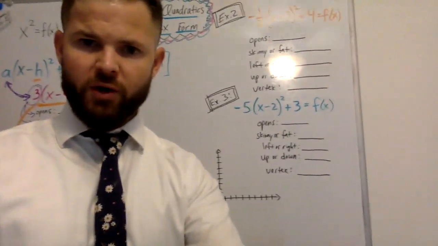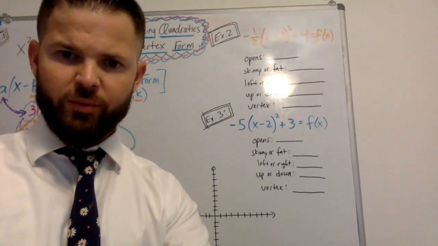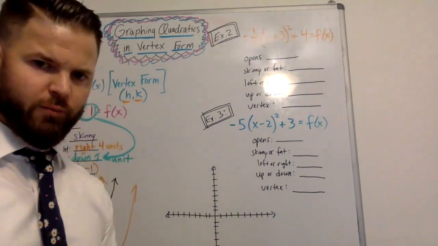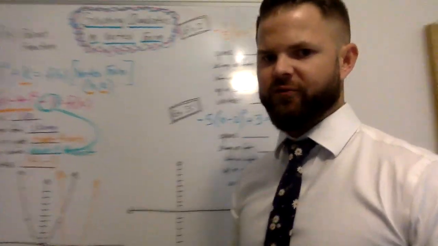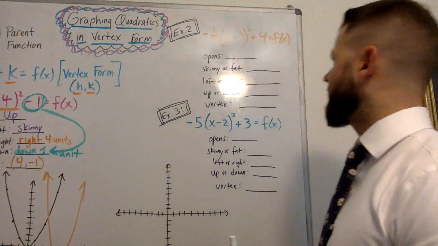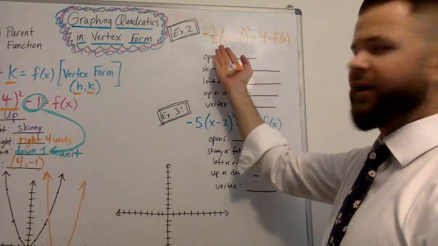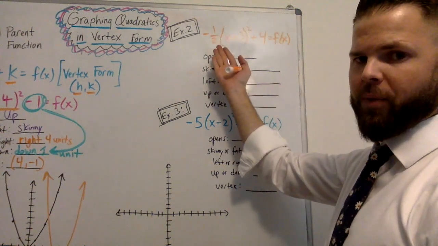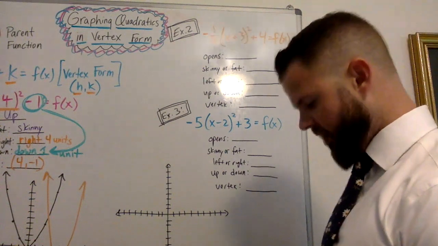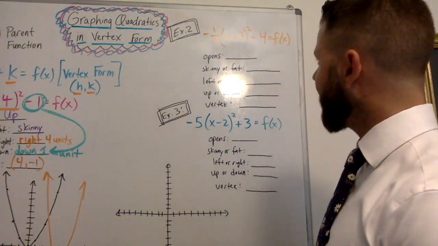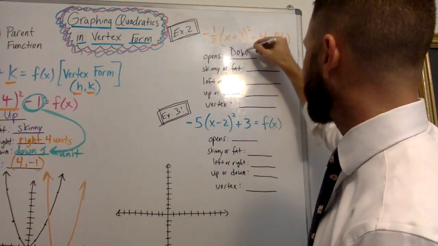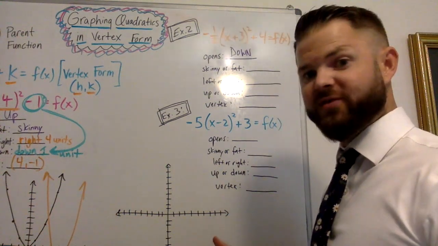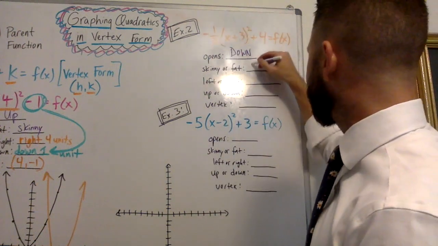So if we go over here, I want to do the same thing, but a little more rapid fire on this one. I'm going to ask you a few questions, and I want some answers. Just by looking at this thing, does it open up or down? Down. Why do you say that? Because it's negative. Yeah. Is this guy a skinny graph or a fat graph? It's a fat graph. Why do you say that? Because it's a fraction. Yeah.